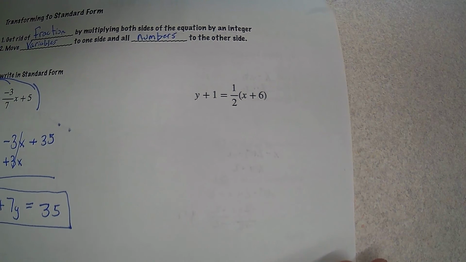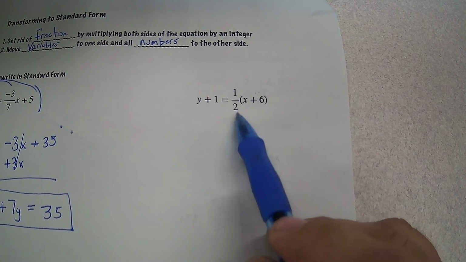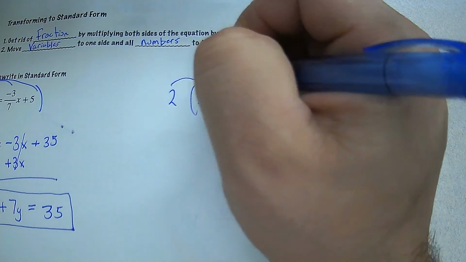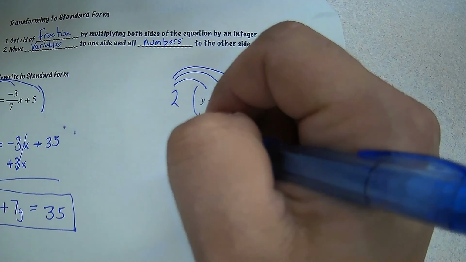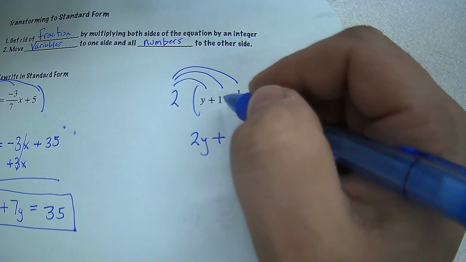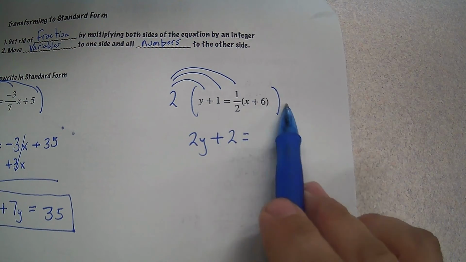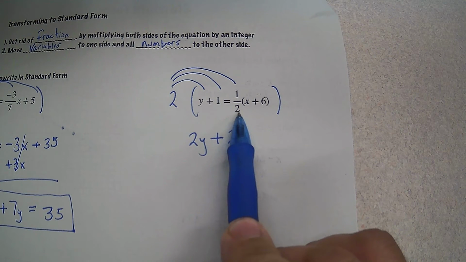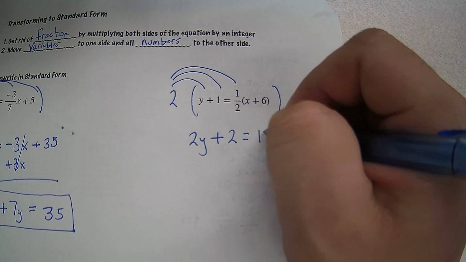Let's look at this one. Again, we have a fraction, so we're going to multiply by that denominator. And so I'm going to multiply everything by 2. So 2 times y is 2y plus 2 times 1 is 2 equals, now see this 1/2 is multiplying by this whole thing. All I have to do is multiply that 2 right here by the 1/2. So that's just going to be a 1.